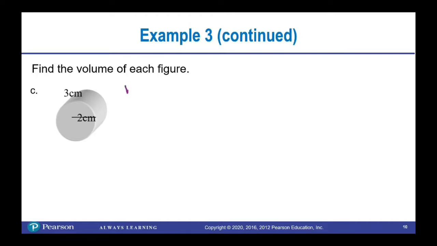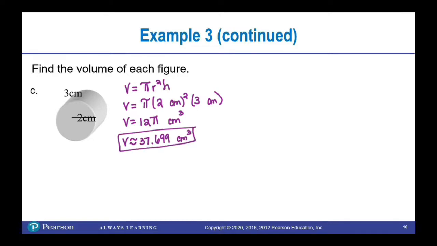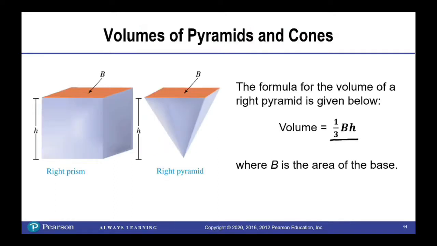Now look at part C. Again, we have a cylinder, and so our volume is pi r squared h. Our radius is 2 centimeters, and our height here is 3. 2 squared is 4, times 3 would be 12. Don't forget your pi. Our units are cubic centimeters. Type this into your calculator, and we get that our volume is approximately 37.699 cubic centimeters.